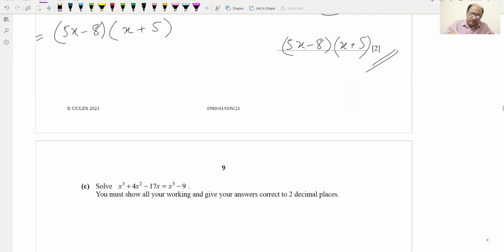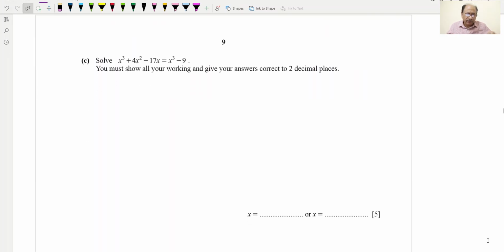This is done. Now we can move to the next C part, and C part is saying solve this. You must show all your working and give your answer correct to 2 decimal places. So when they are saying give your answer in 2 decimal places, you should get a hint that your answer will be in decimal places, that you will have to reduce to 2 decimal places. So in case of decimal answers, we are using the quadratic formula. So this is a hint for us that we'll have to use the quadratic formula, so that we will not be in trouble.